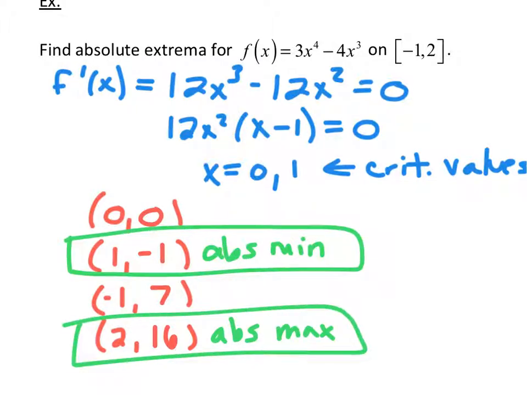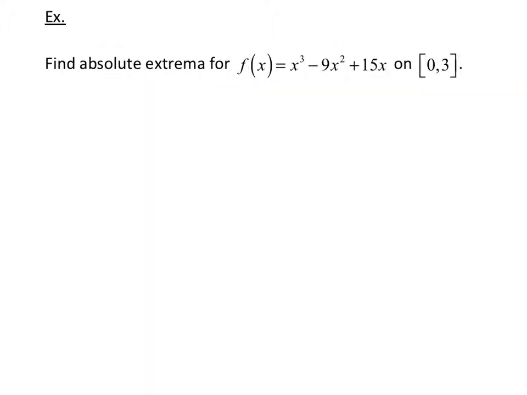Now, those other 2 points that we have listed, the 0, 0 and the -1, 7, we're not going to look at what those mean today. They could possibly mean something later on, but at this point we're just going to ignore them. They just are extra points that came from either the critical values or the endpoints. So let's look at another one. This one says, find the absolute extrema for f of x is equal to x cubed minus 9x squared plus 15x on the closed interval 0 to 3. So again, start by differentiating.